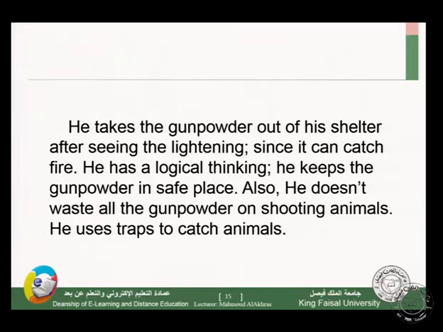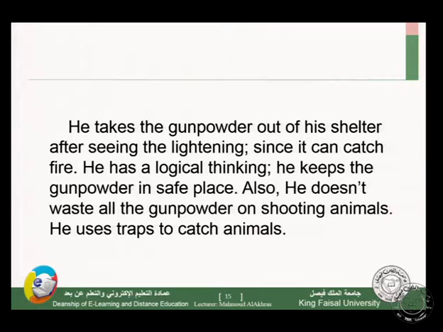He takes the gunpowder out of his shelter after seeing the lightning. You know lightning. We have lightning from the sky, and it can cause fire. Since it can catch fire, he has logical thinking. He keeps the gunpowder in a safe place. Also, he doesn't waste all the gunpowder on shooting animals. He uses traps to catch animals.